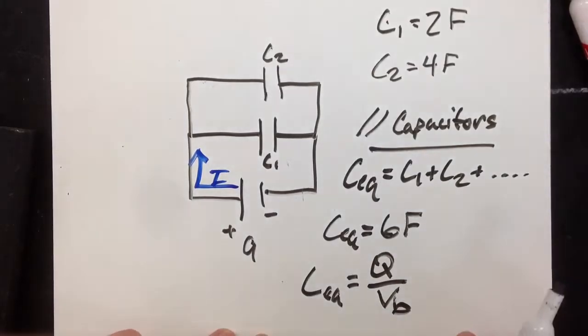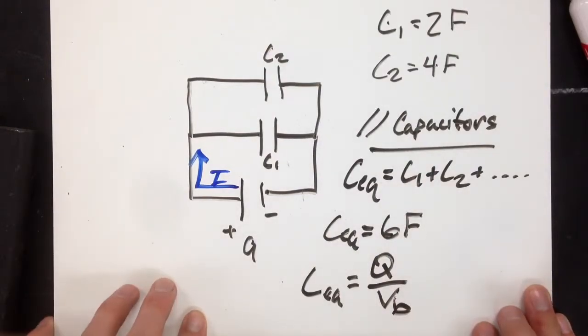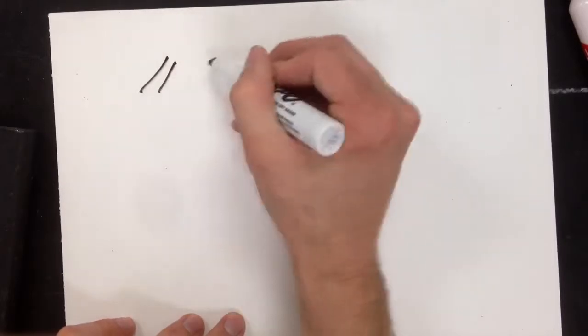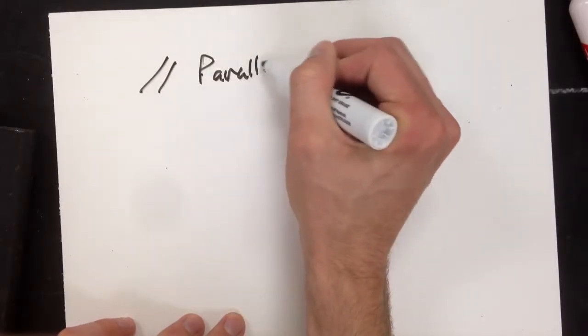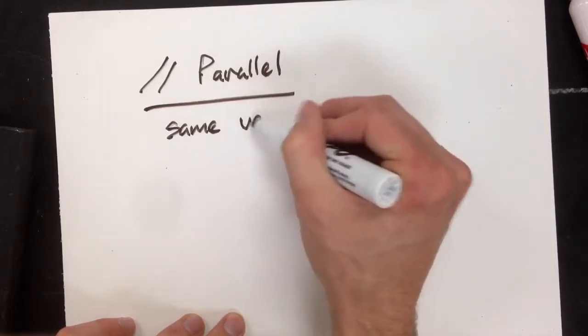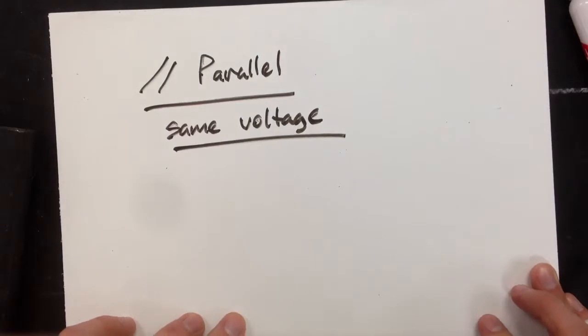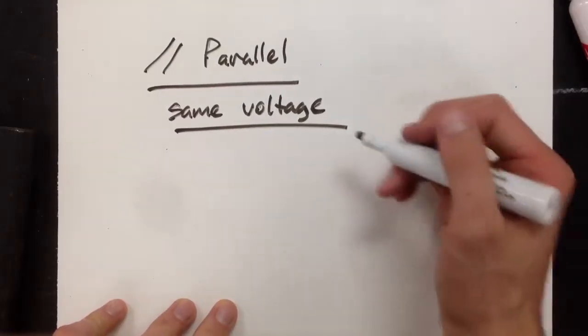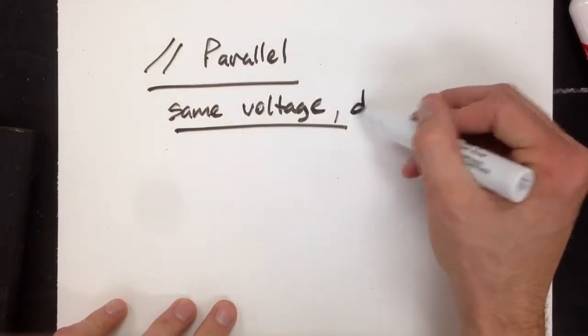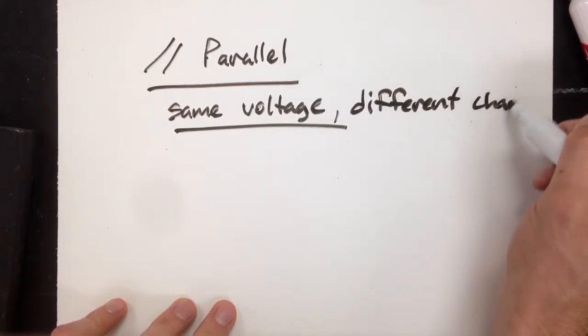Now, things that are in parallel, so capacitors that are in parallel, have the same voltage, which should send off a red light. If they have the same voltage, they will have different charge.